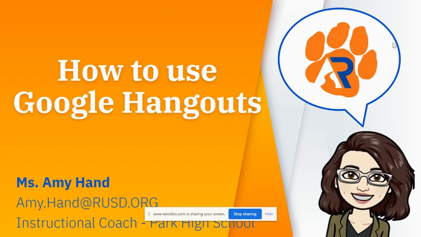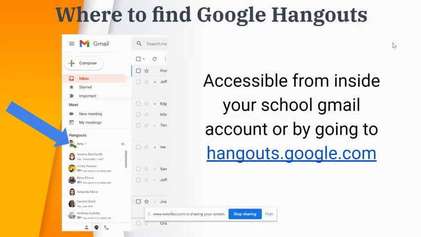In today's video, I'm going to show you how to use Google Hangouts as another form of communication. So, you need to know where to find Google Hangouts, and there's two ways you can access it. First is through your school Gmail account. In the bottom left-hand corner, you'll see the word Hangouts and then your little icon picture, and that's where you can access it. Or you can also go to the website hangouts.google.com and log in through your Gmail account.